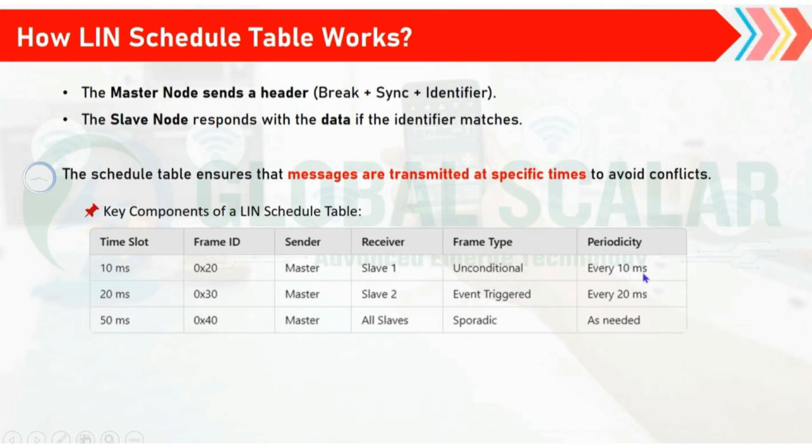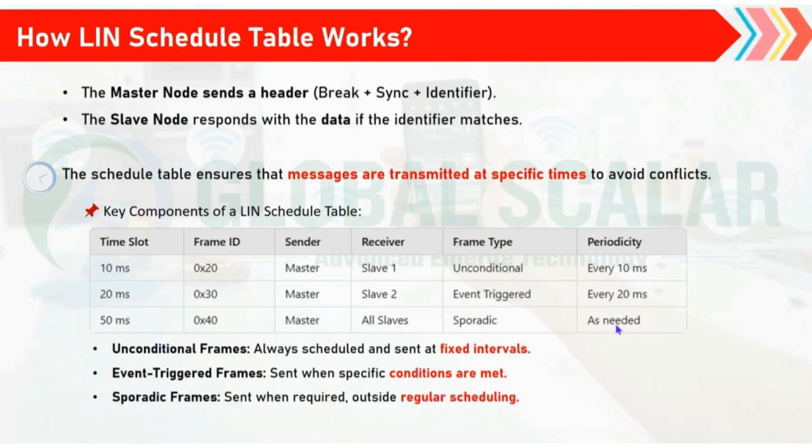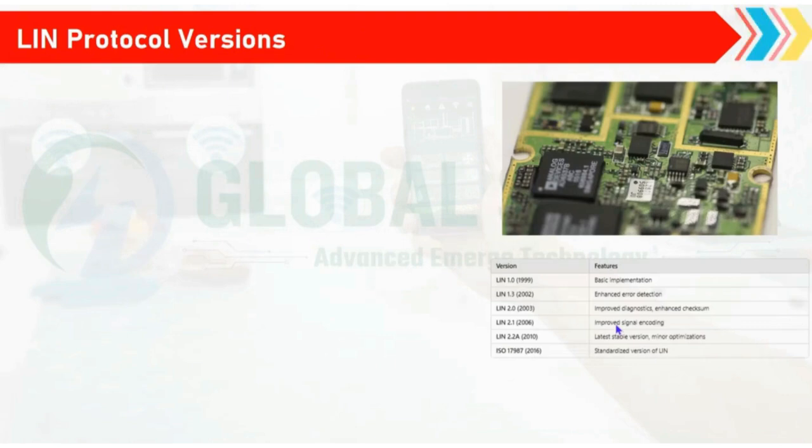For every 10 milliseconds, the data will be sent from master to slave 1 and master to slave 2. Every 20 milliseconds, the data will be sent. And from master to other slaves, the sporadic data will be sent periodically, as needed; we can validate whether it is 40 milliseconds or 50 milliseconds that can be defined. The unconditional frame is always scheduled and sent at a fixed interval. The event triggered frame is sent when a specific condition is met, and the sporadic frame is sent when required, outside the regular scheduling. So these are the very important concepts of the frame.